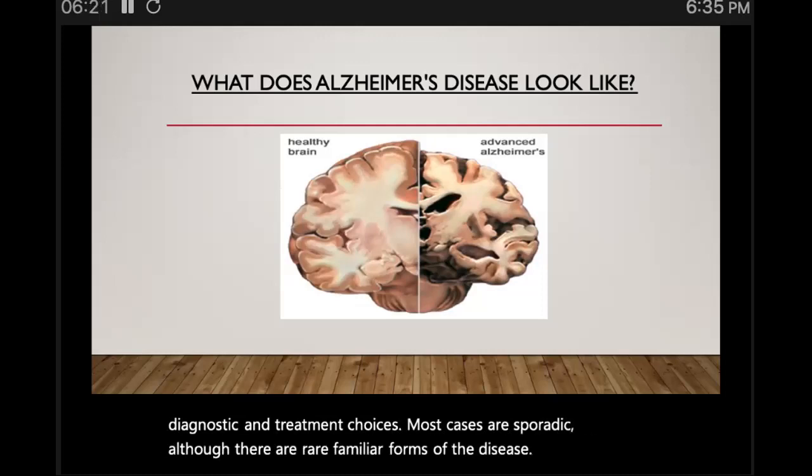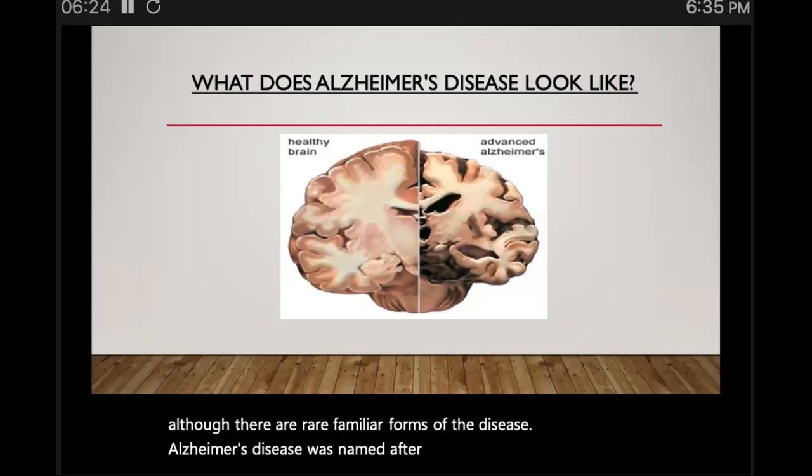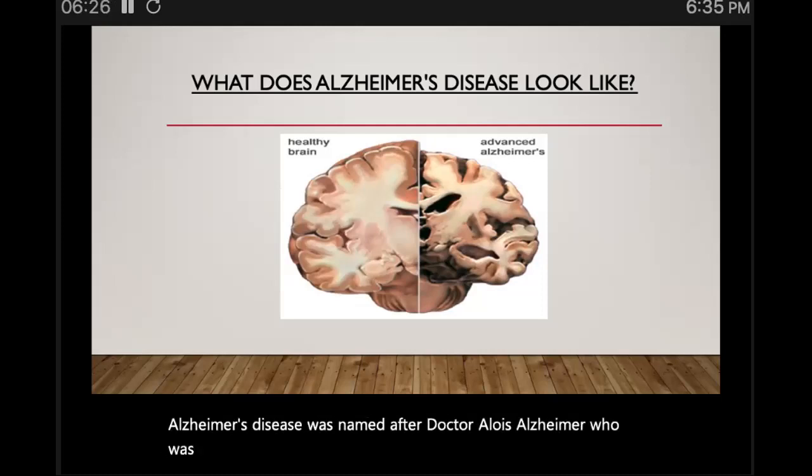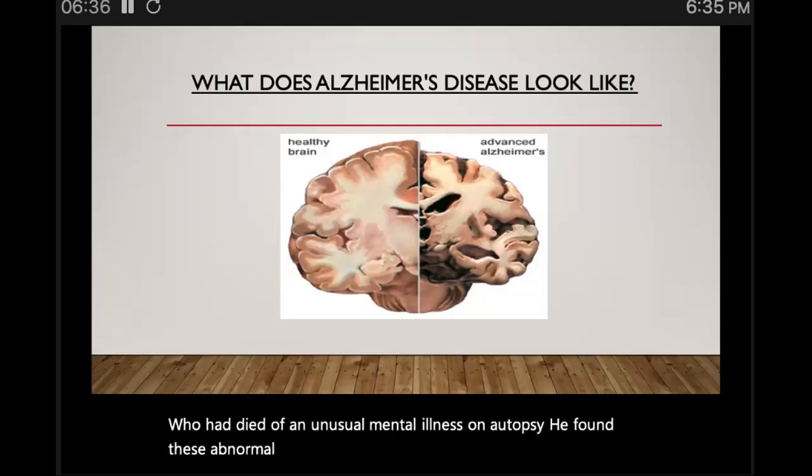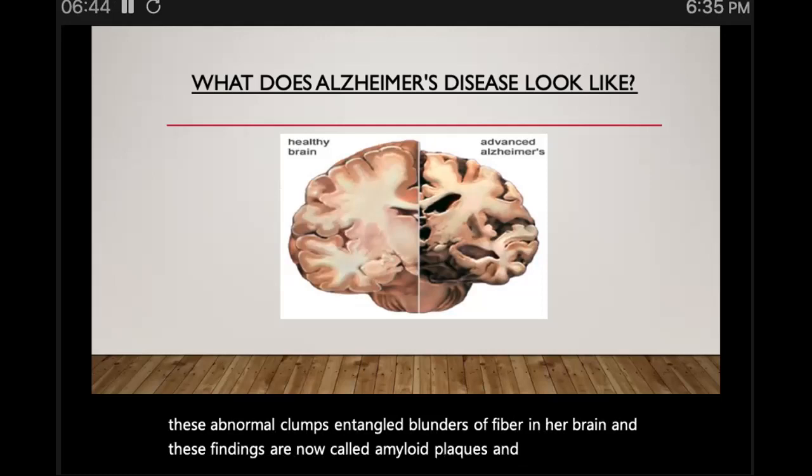Alzheimer's disease was named after Dr. Alois Alzheimer, who in 1906 noticed changes in the brain tissue of a woman who had died of an unusual mental illness. On autopsy, he found these abnormal clumps and tangled bundles of fiber in her brain. And these findings are now called amyloid plaques and neurofibrillary tangles.